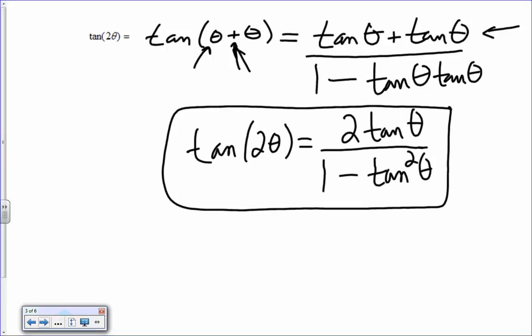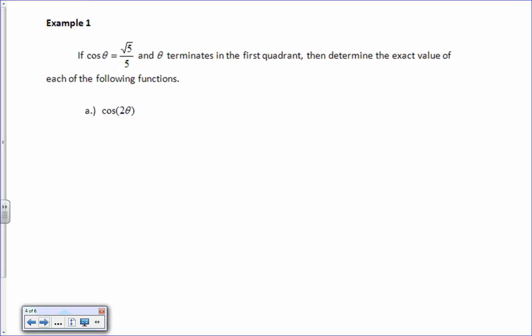Any other questions? You had some good ones. No? All right, so we just did a little bit of deriving there today. It didn't take too long. So let's go at this one here. If cosine is square root of 5 over 5, well, that's not one of our common ones on the unit circle, is it? And theta terminates. What's that mean again? Terminates. Yeah, ends. Very good. In the first quadrant. Then determine the exact value of each of the following functions.